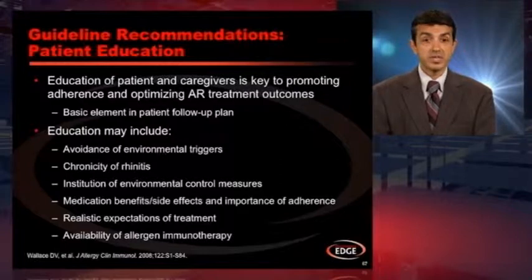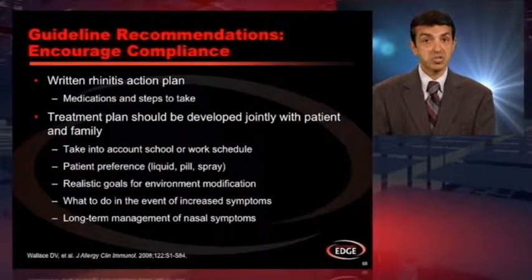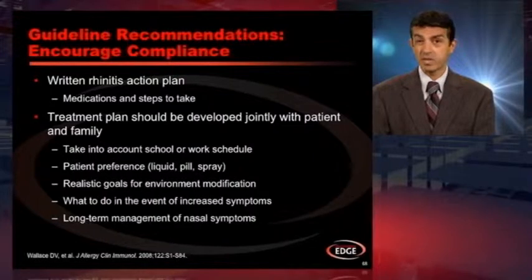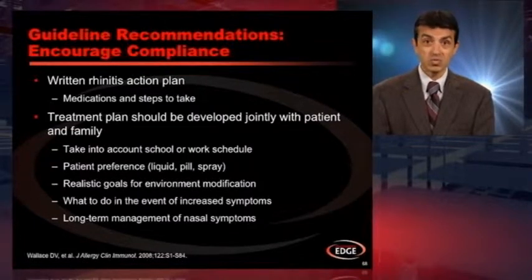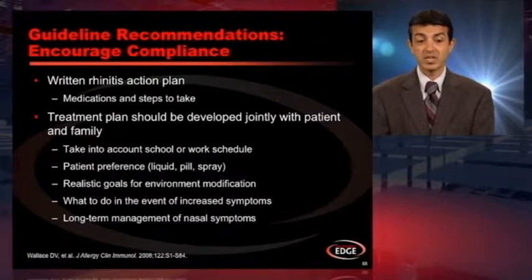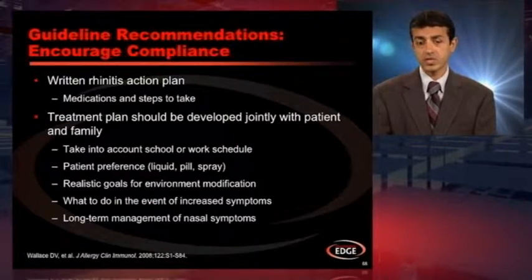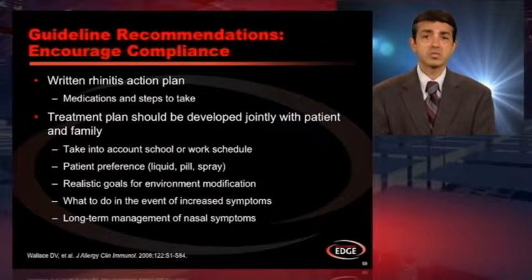The guidelines' recommendations regarding encouraging compliance: potentially consider a written action plan, or at a minimum, write out their medications and how appropriately to take them and how frequently. The treatment plan that's developed should be developed jointly with the patient and the family, so it's a group effort. Take into account school and work schedules, therefore again improving adherence. The patient preference, do they like dry versus liquid versus pill? Realistic goals for environmental modification. What to do in the event of increased symptoms, and a long-term management strategy for the chronicity of their symptoms.